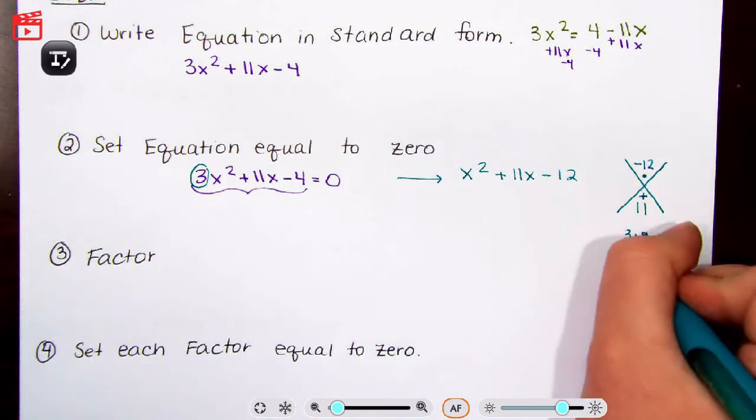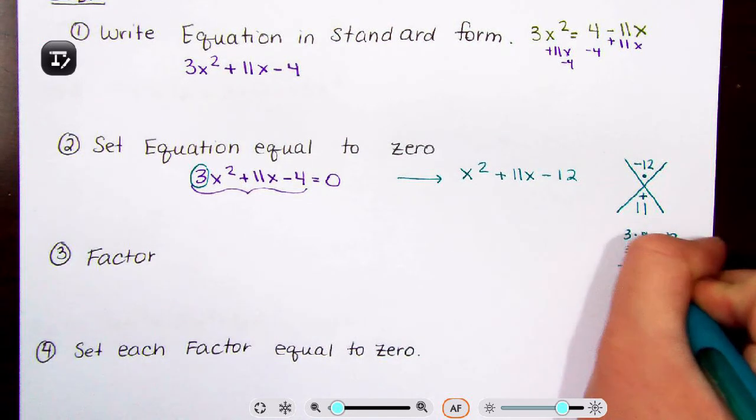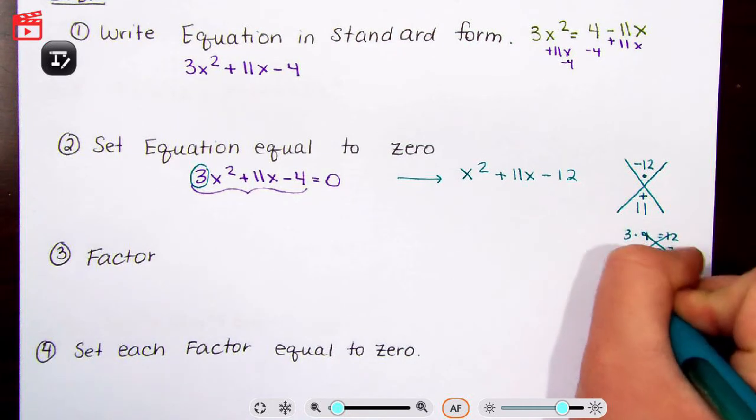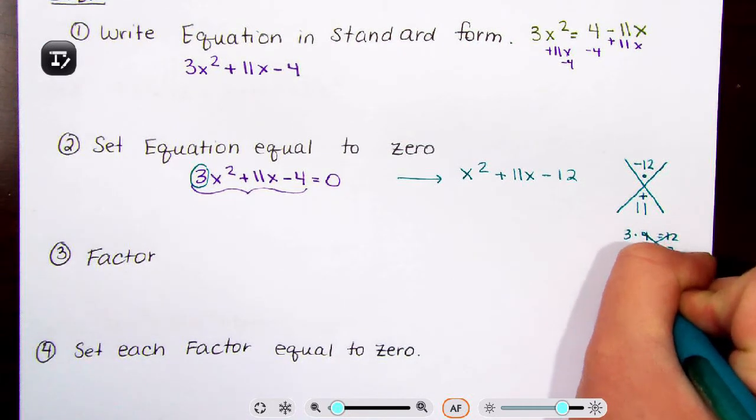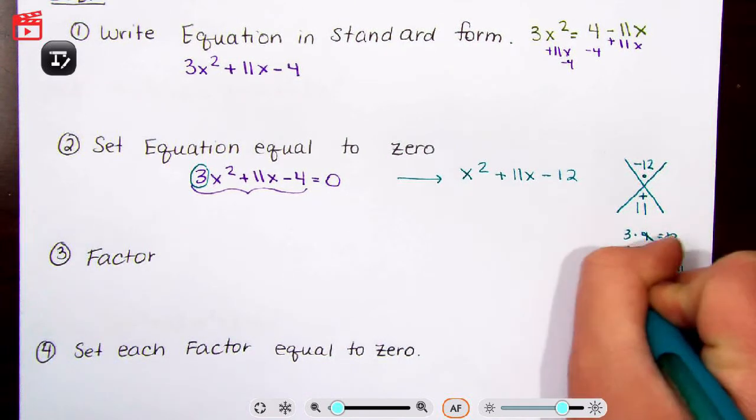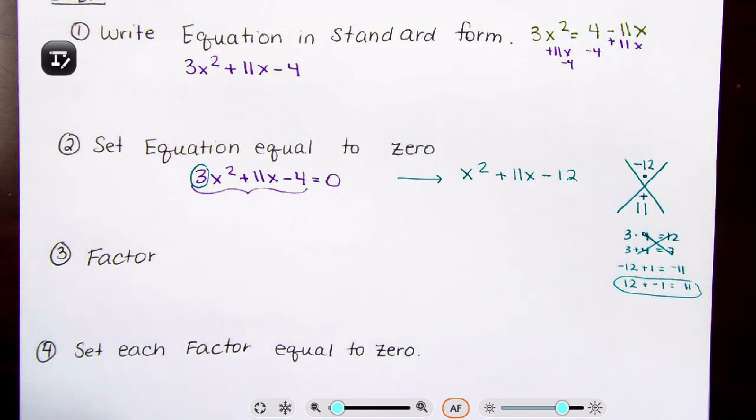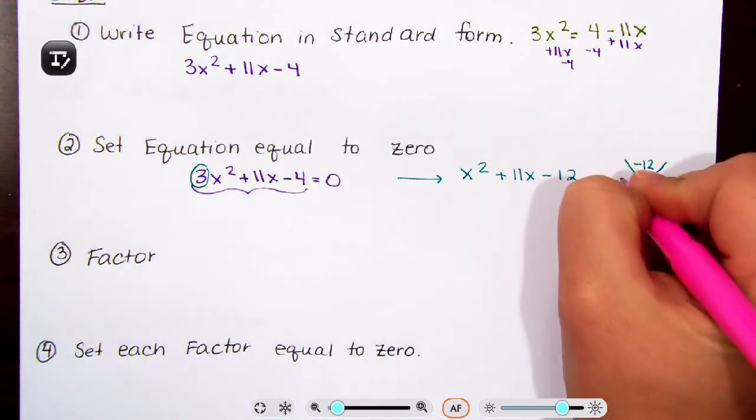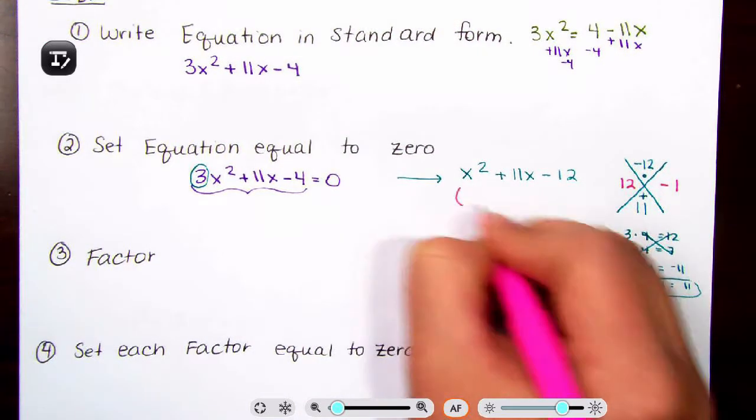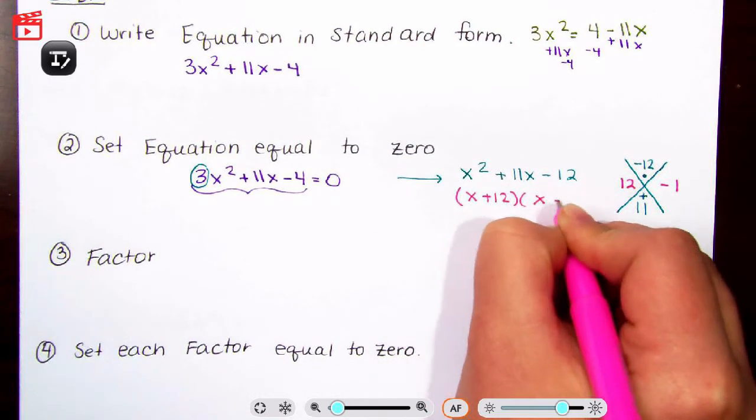What about 12 and 1? So if we want negative 12 plus 1, that is negative 11. But we want positive 11. So what about positive 12 plus a negative 1? That gives me a positive 11. 12 times negative 1 is negative 12. So my factors are positive 12 and a negative 1. So I'm writing out here x plus 12, x minus 1.